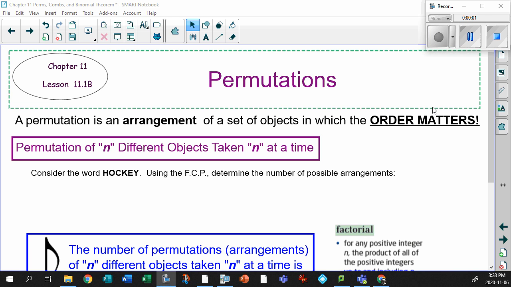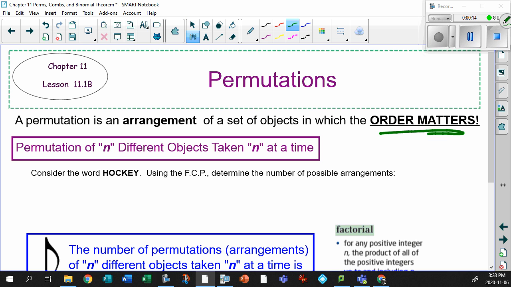Time to move on to the next step, something called permutations. Well, we did FCP, the fundamental counting principle. How are permutations any different? Well, in permutations, the arrangements of the objects, the order matters. What do you mean? What are you talking about?